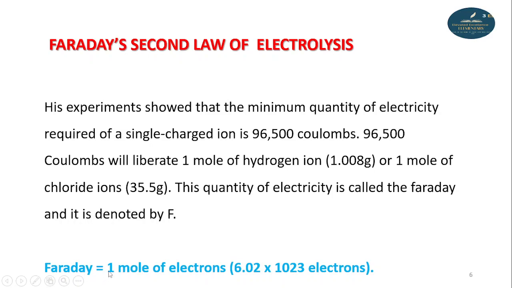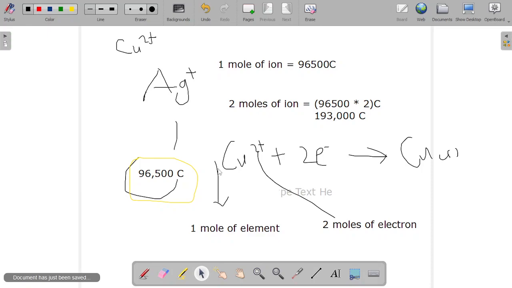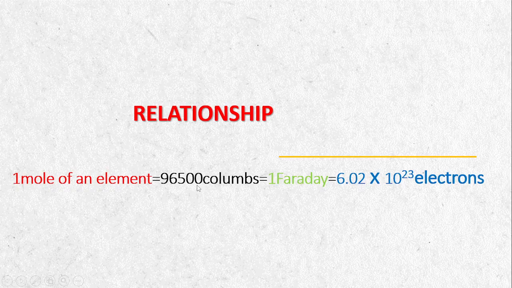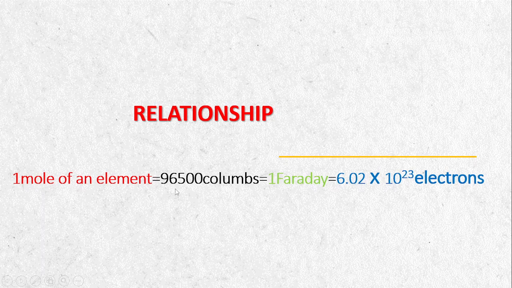So let's take a look at the relationship between these quantities. We have that 1 mole of an element, which is something I just illustrated here, is equal to 96,500 coulombs. If you can remember, I stated that 1 mole of hydrogen ion is equal to 96,500 coulombs. So therefore 1 mole of an element is equal to 96,500 coulombs, and 96,500 coulombs is equal to 1 Faraday, which is 6.02 times 10 raised to power 23 electrons.